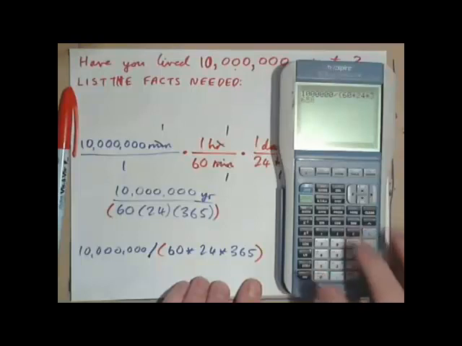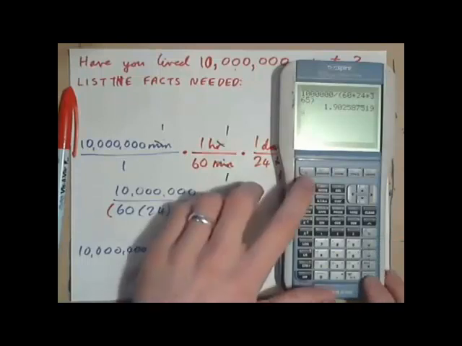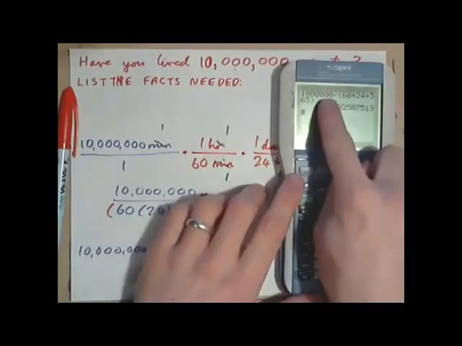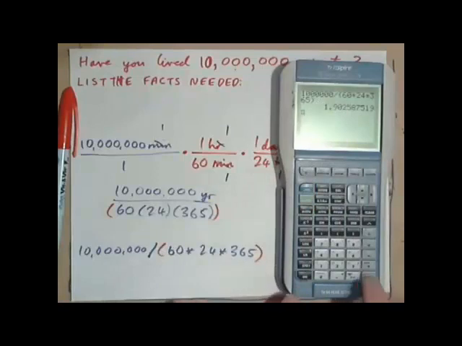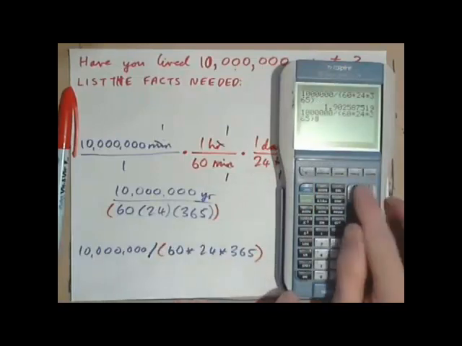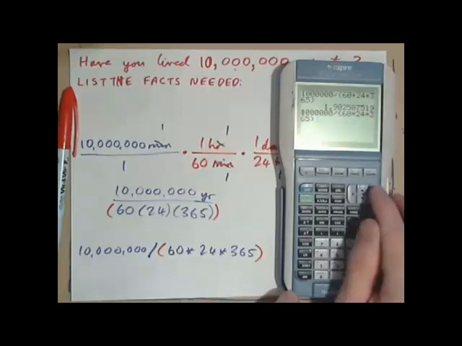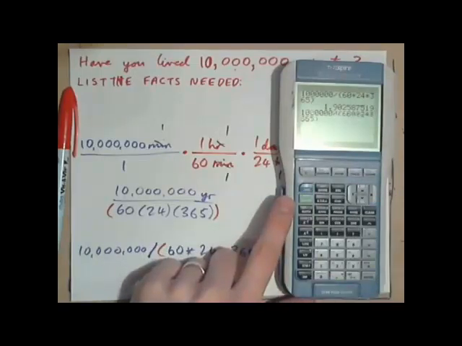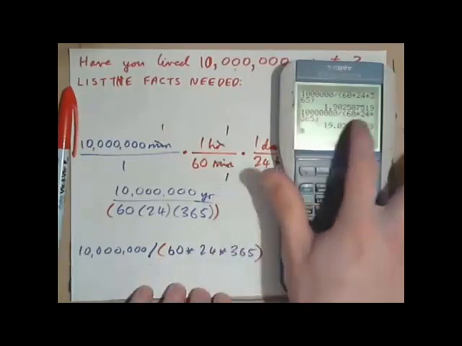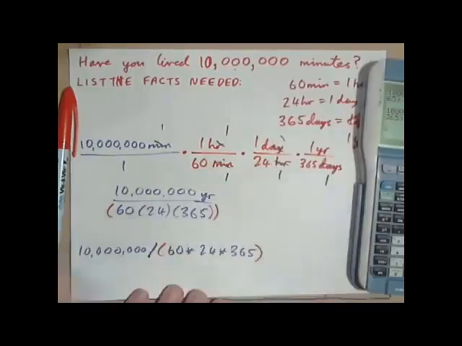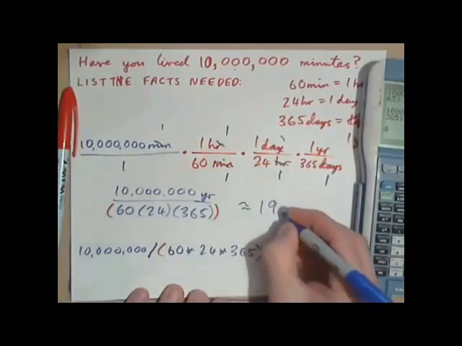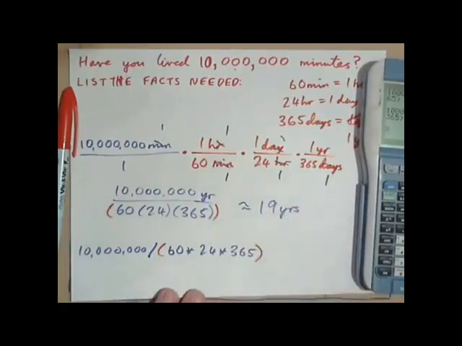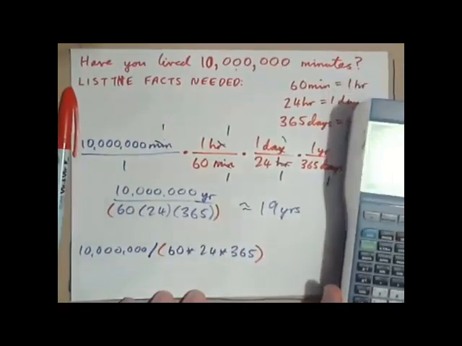So it would be 10 million divided by parentheses 60 times 24 times 365, close parentheses, press enter. Ooh, I made a mistake. I should have put 10 million, not 1 million. So second entry brings up my previous entry. And I'm going to highlight this zero here and go second insert. Insert a zero. Now press enter. And that's what I should have typed in: 10 million divided by that. So we have approximately 19 years as the answer. So if you're more than 19, you've lived more than 10 million minutes.